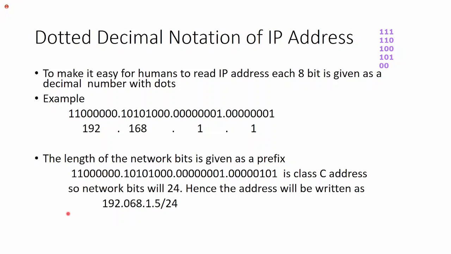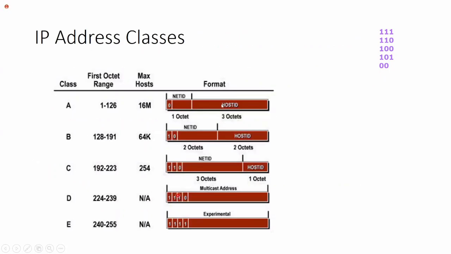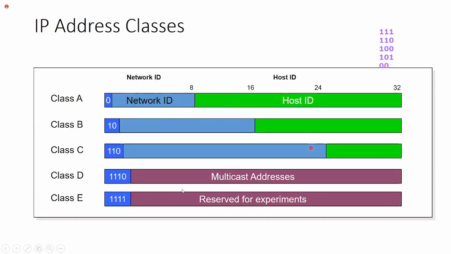So to make it converted to a decimal, right? The length of the network bits is given as a prefix, right? So usually, now if you have this 32-bit, it's a class C address, so the network bits will be 24, right? Remember, class C means 24 bits for network ID, right? Network ID is having 24 bits.